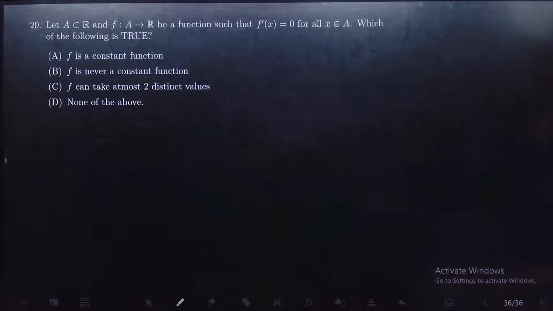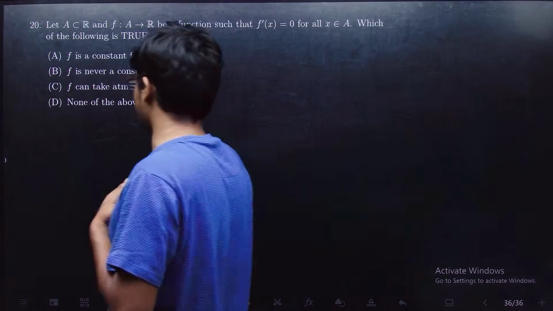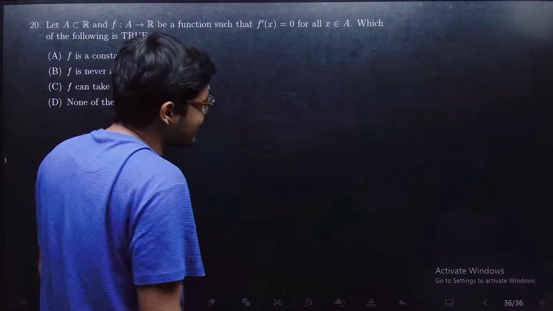Go to the next one. So you have a subset A of R, you're defining a function from A to R such that f prime x is equal to 0 for all x in A. And which of the following is true? Okay, so this is a question where you have to come up with simple counterexamples, okay? F is a constant function. That's not necessarily true, right?